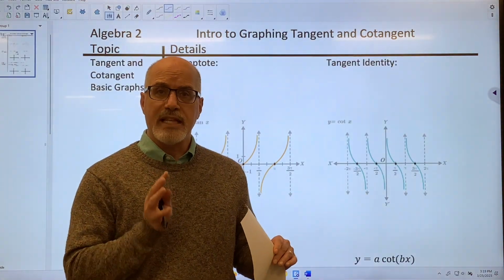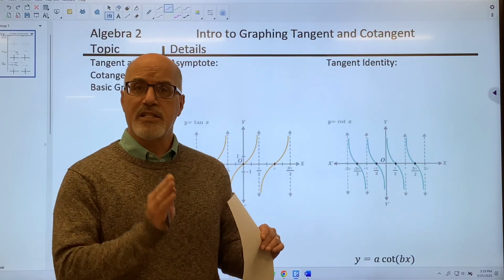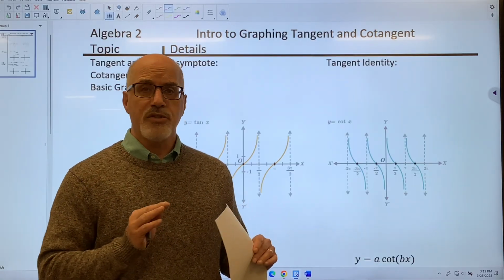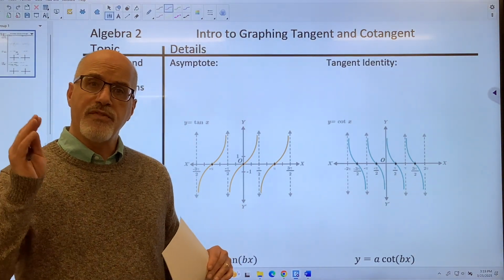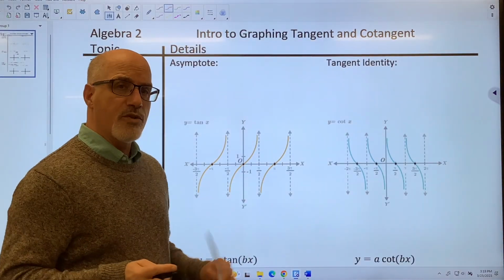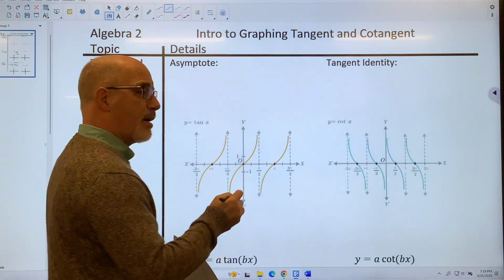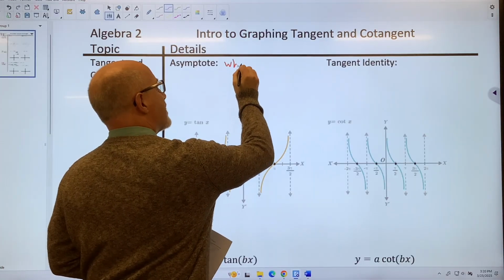You're going to see that tangent and cotangent have a smaller period than sine and cosine, and also tangent and cotangent do not have an amplitude because they go off to infinity and down to negative infinity. So some information we've already used on graphs. For instance, we've talked about asymptotes before. An asymptote is where the graph is undefined.